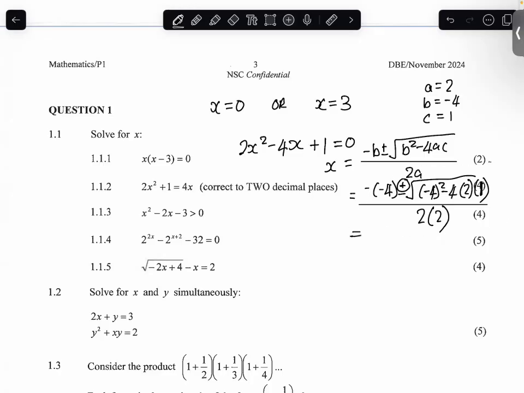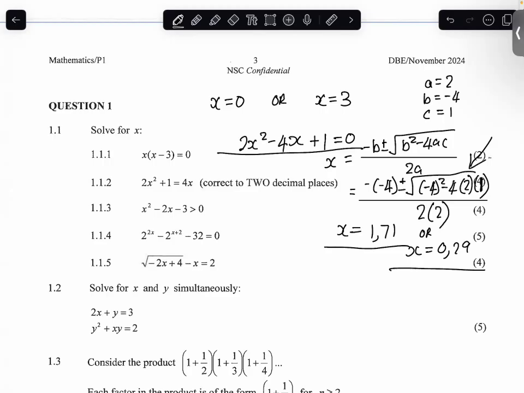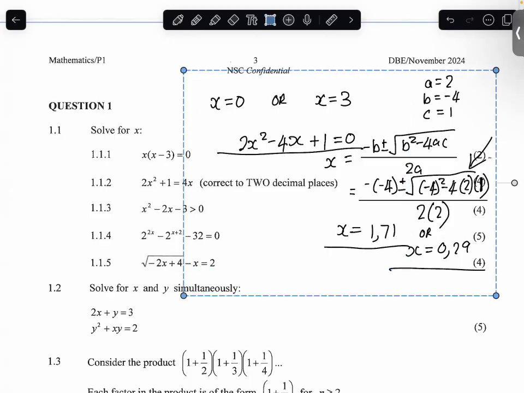You're first going to do it with the plus, and then with the minus to get your two solutions. And this is the only part in the paper where they mark you down for incorrect rounding off. So this answer is x is equal to 1,71 or x is equal to 0,29. I've seen this year when they're marking the papers, you can't go straight from this to this. They're not giving you the mark, or you're losing 1 mark if you don't show the substitution into the quadratic formula. So that's how they're marking it this year. Make sure that you show that substitution.